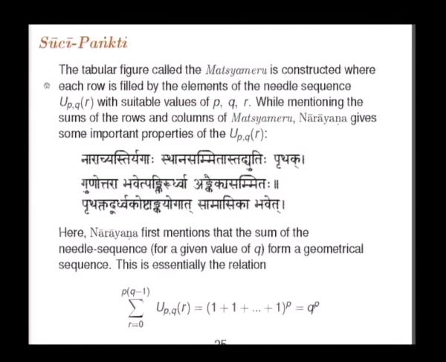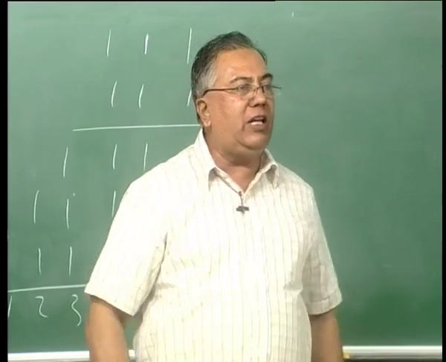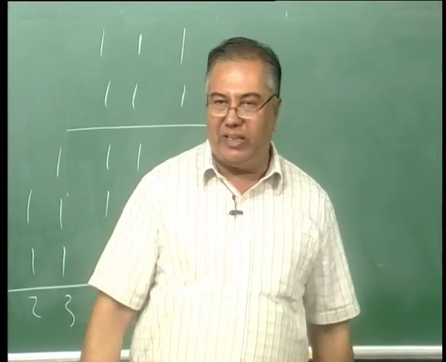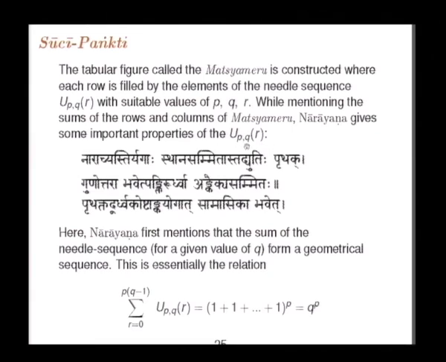Before that, what Narayana Pandita does is he defines a tabular figure called Matsya Meru, which we will not display, somewhat complex. Each row of the Matsya Meru is filled by elements of this needle sequence U, P, Q, R. But anyway, the Matsya Meru is given by giving a value of p and a value of q. P is equal to 3, q is equal to 3, p is equal to 5, q is equal to 2, whatever. Then Narayana gives some of the important properties of u_{p,q}(r) in the context of the Matsya Meru.